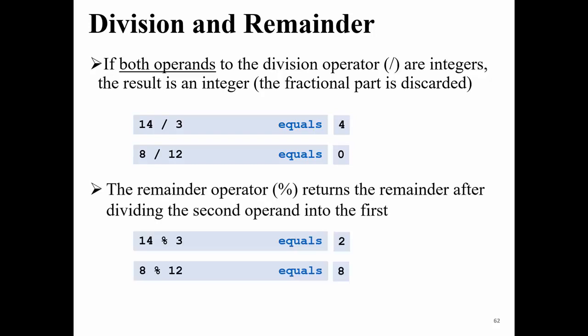Now, these are the remainders. We have integer operands, and we are using the remainder operation between 14 and 3, the modulus of 3, and that will return 2, and 8 modulus 12 will return 8. So the remainder of the divisions.